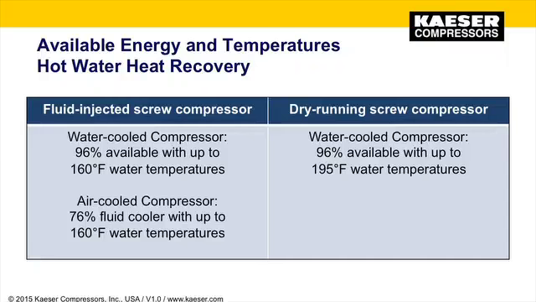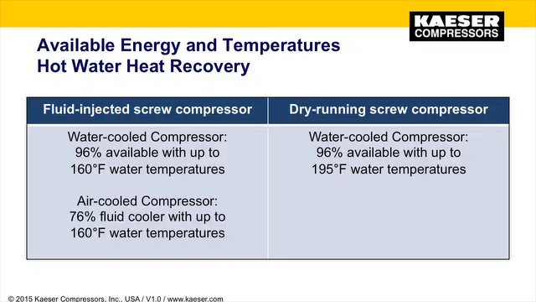So for generating hot water, also several options are available. Both water-cooled versions of the fluid-injected or dry-running screw compressor can achieve pretty much the same amount of heat. However, there is a difference in the maximum water temperature that can be achieved. Dry-running compressors operate at much higher internal temperatures of more than 300 degrees Fahrenheit, as compared to fluid-injected compressors that run at about 200 degrees or even below. Therefore, the dry-running screw compressors can produce greater discharge temperatures for hot water applications, up to about 195 degrees Fahrenheit.